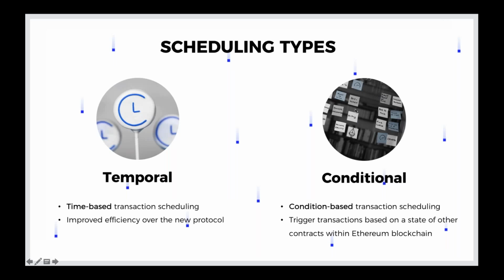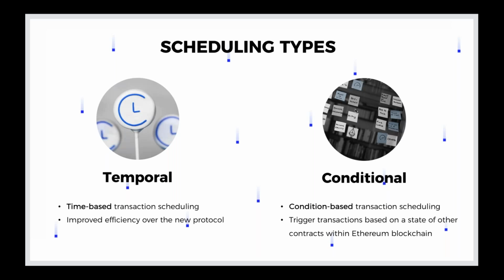So what we have is temporal scheduling and conditional scheduling. Temporal scheduling, same as before with the Ethereum alarm clock: you choose a point in time, a block number in the blockchain, and it will get executed at that time. In this new protocol, there won't be a lot of changes to this except the improved efficiency and scalability of it. So we're really happy about that. It's going to be more effective than the current Ethereum alarm clock protocol.